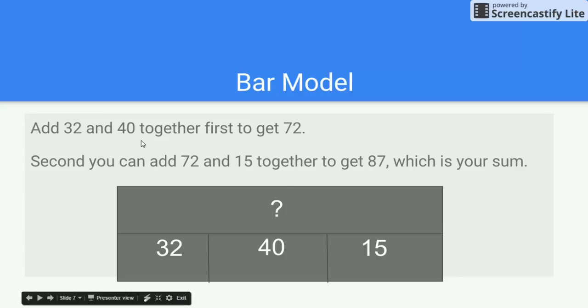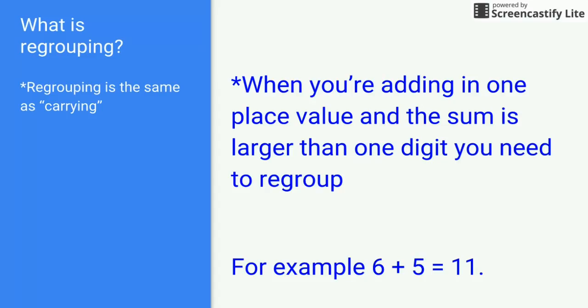We add 2 add-ins at a time so we have less mistakes happen. So we add 32 and 40 together to get 72. After you have your 72, you're going to add your last add-in, which is 15, to get a sum of 87. A bar model is more of an organizational tool than a strategy.